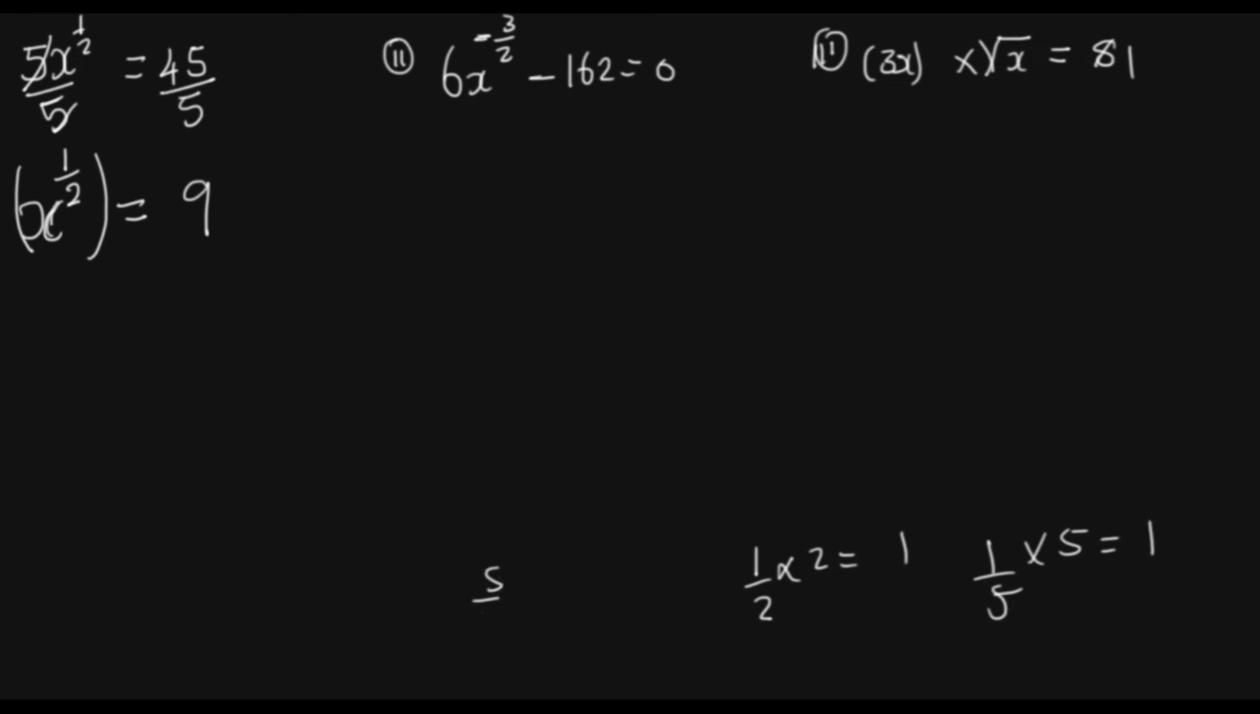Let's say 5 over 3 times 3 over 5. The 3s cancel, the 5s cancel, and we get 1. So this is what we call the reciprocal. So the reciprocal of 1 over 2 is 2. So the reciprocal that we have introduced to the left side must also be added to the right side.